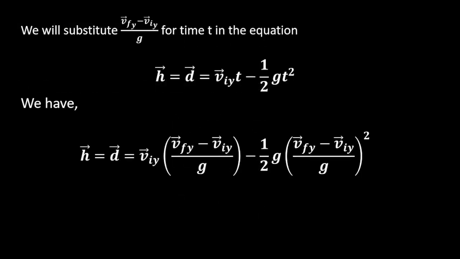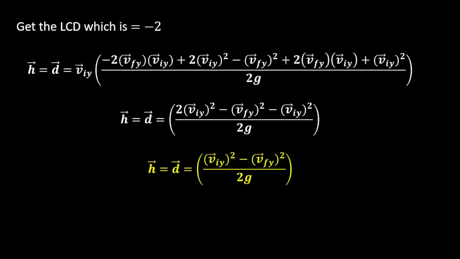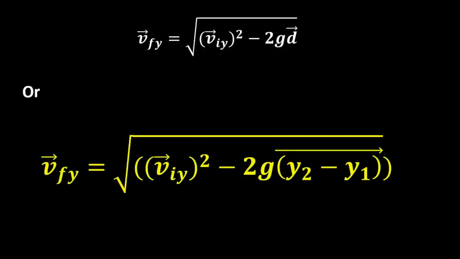We will expand the terms in the parenthesis and then gather all similar terms to simplify the equation. Get the LCD, which is equal to -2. After simplifying the equation, we see that final velocity along y-axis is equal to the square root of initial velocity squared minus 2 times g times the quantity of y sub 2 minus y sub 1.